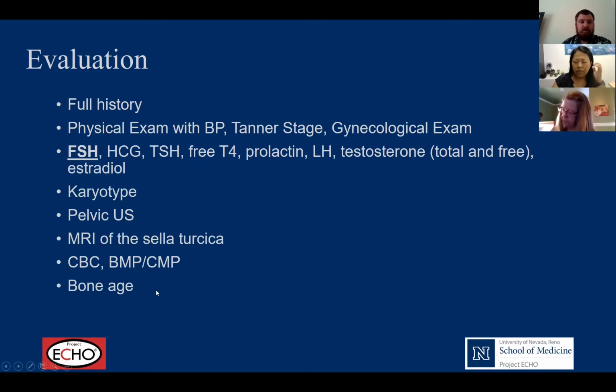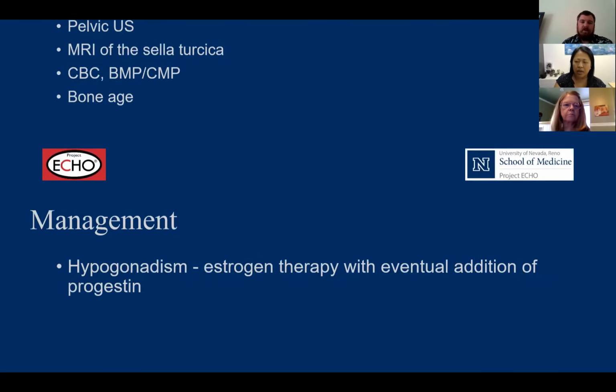The CBC, the BMP, CMP is mainly to look at whether this might be a chronic illness or not. And then if you have someone who has some delay in pubertal development, you might want to do a bone age to see what age their body thinks it is, because that will give you an idea of what timeline you should be looking at.